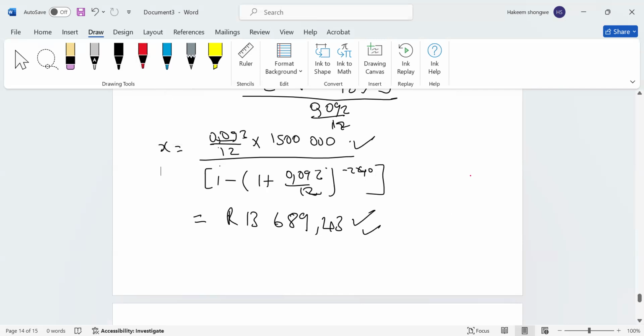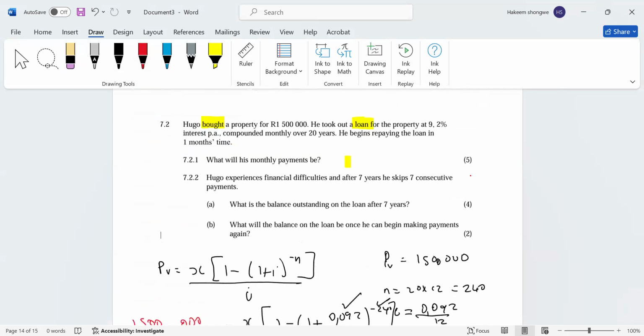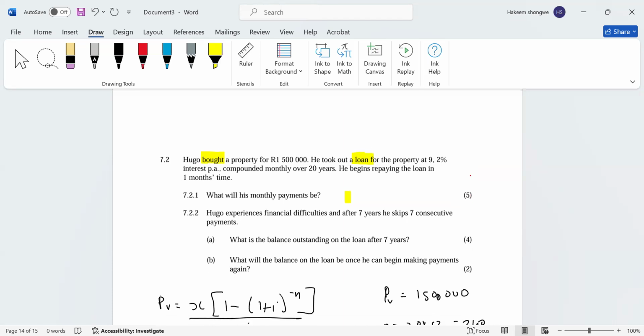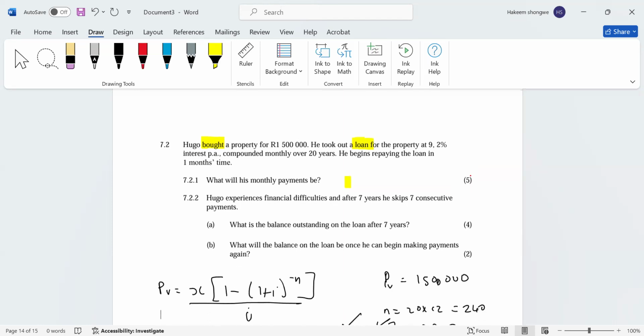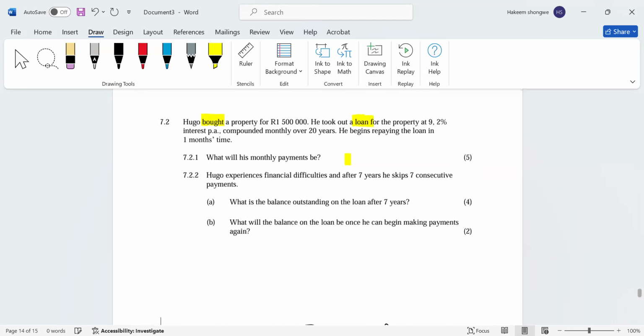Next, they say Hugo experienced financial difficulties after 7 years. He skips 7 consecutive payments. We should understand that 20 years is a long time, but when you pay for the full 20 years without financial difficulties, about 13,000 could be someone's pay. So he experienced financial difficulties after 7 years and skipped 7 consecutive payments.